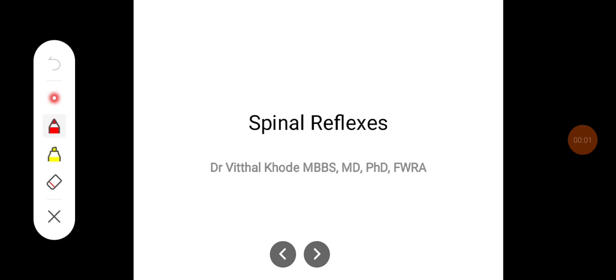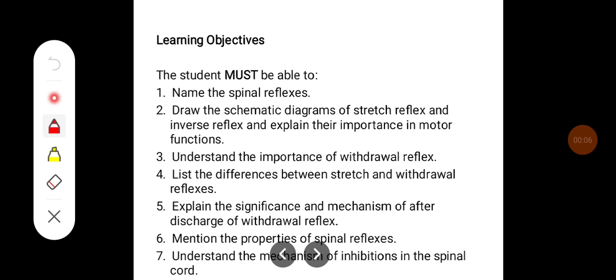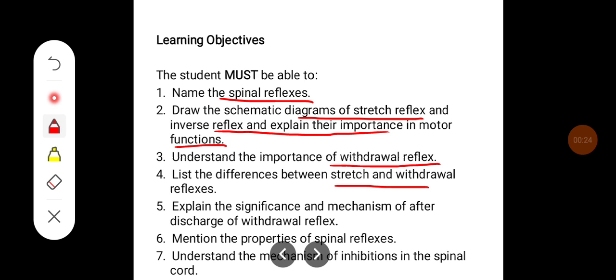Hello everyone. In this class, we'll learn about spinal reflexes. The learning objectives of this class would be to name the spinal reflexes, draw the schematic diagrams of stretch reflex and inverse stretch reflex and explain their importance in motor functions, understand the importance of withdrawal reflex, list the differences between stretch and withdrawal reflexes, explain the significance of mechanism of after discharge of withdrawal reflex, mention the properties of spinal reflexes, and understand the mechanism of inhibitions in the spinal cord.